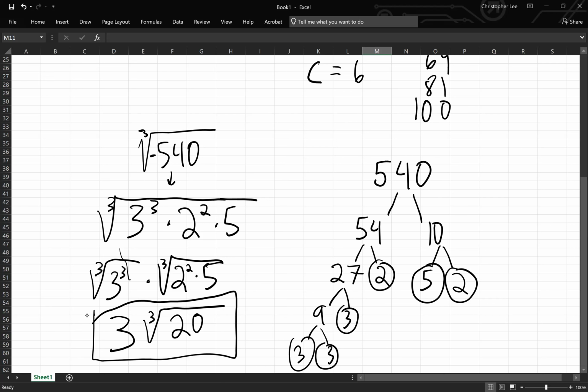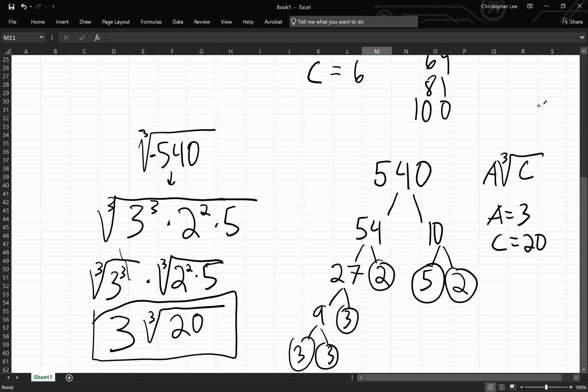If it's another one of those ABC questions, if it's like the cube root of C, then your A in this case would be 3, and your C would just be 20, like that. Yeah, the 3 on the outside is A.